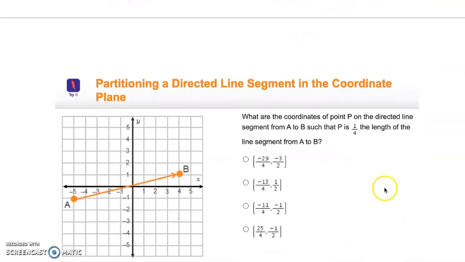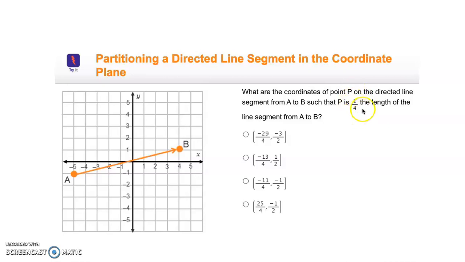Okay, sometimes it actually gives you a fractional part. It says it's 1/4 of the length. If this is the case, then you don't have to do m over m plus n because it's already given to you as 1/4. So that first part is kind of taken care of. So if we take a look at this, we're going to look at these points. A is at -5, -1, and B is at 4, +1. And again, notice the direction it's going is this way. So this is our x1, y1, and our x2, y2.